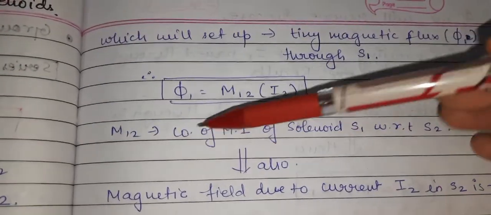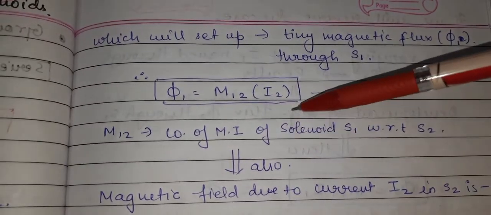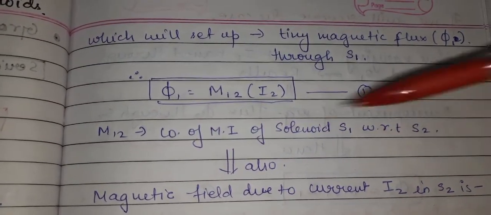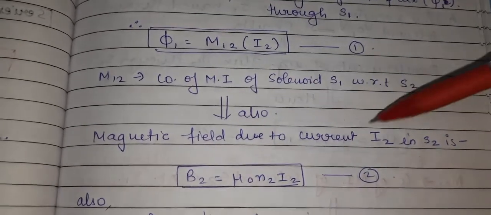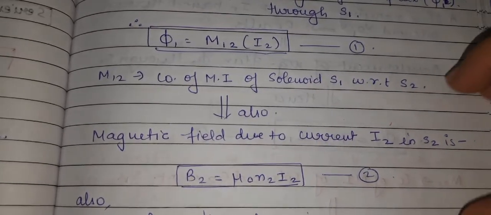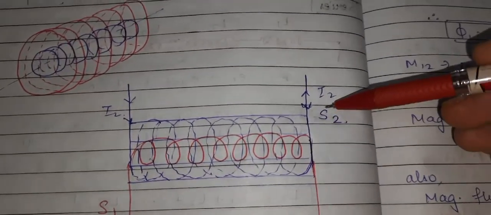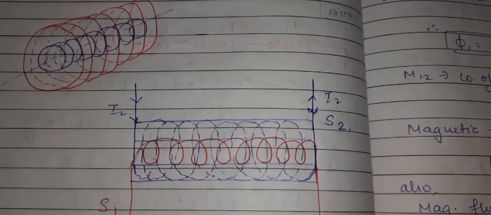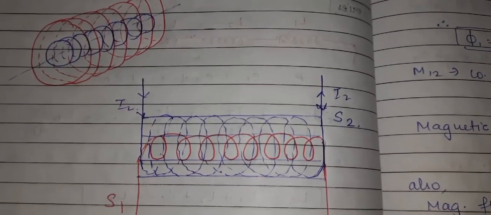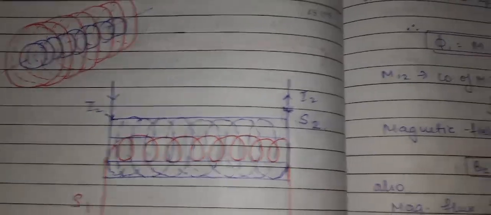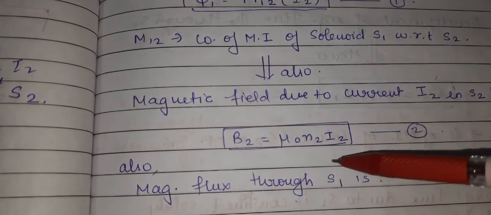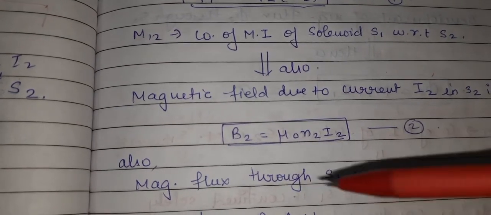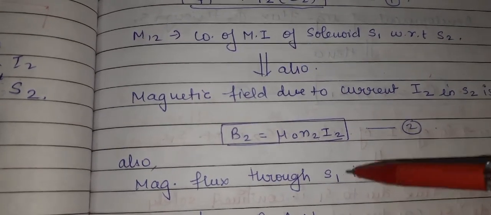So means the M12 is the coefficient of the magnetic induction of the solenoid S1 with respect to S2. Also we can say that the magnetic field due to current I2 in S2, if we are talking about the same solenoid, that is S2, what is the magnetic field due to the current I2 in the S2? We will get it with the formula B2 is equal to mu naught N2 I2, means B is equal to mu naught n i. Okay, we all know this formula.